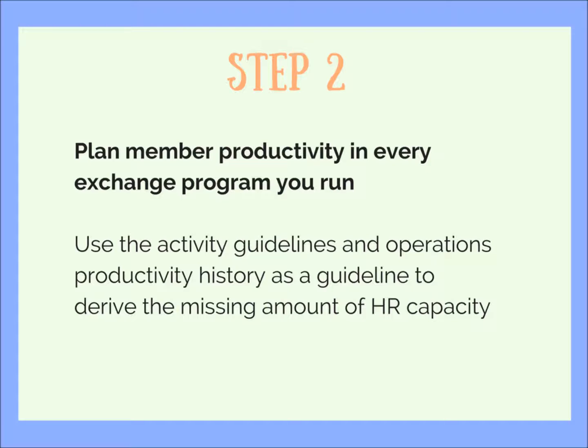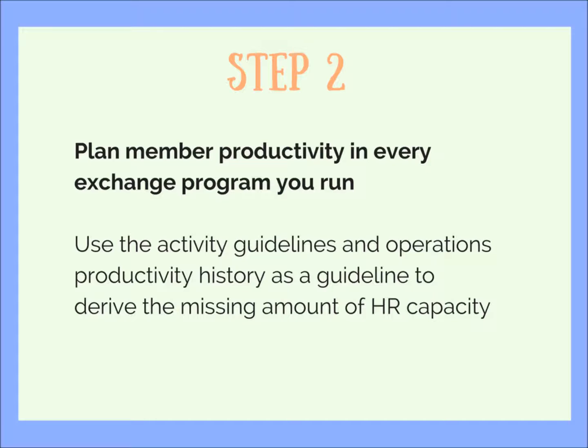After having an overview about your current HR data, we can get started with step 2, in which you plan the member productivity for every exchange program. For that, you can use the activity guidelines and the operations productivity history as a guideline to derive the missing amount of the capacity you need. So you have a look at the activity guideline, which is also linked below. You look at which tier you're currently in and what is the recommendation of productivity, and then you compare it to the productivity of last year to see if it is realistic.